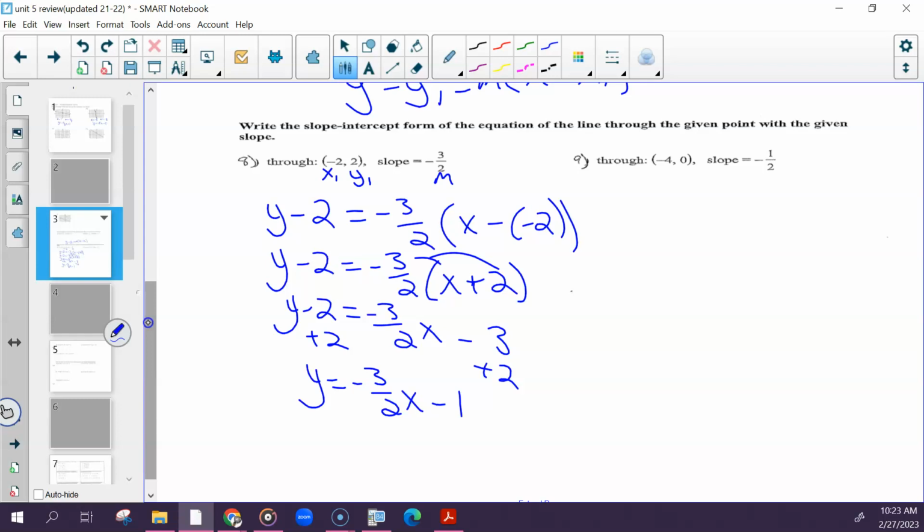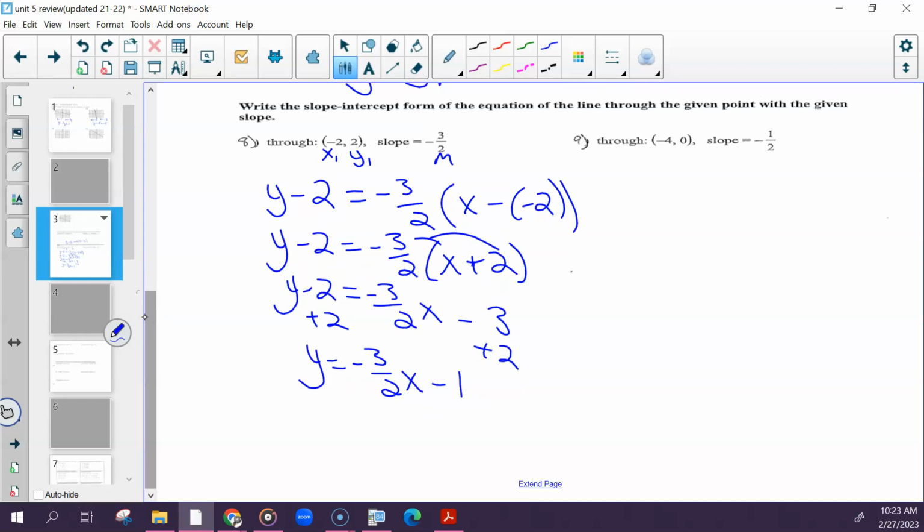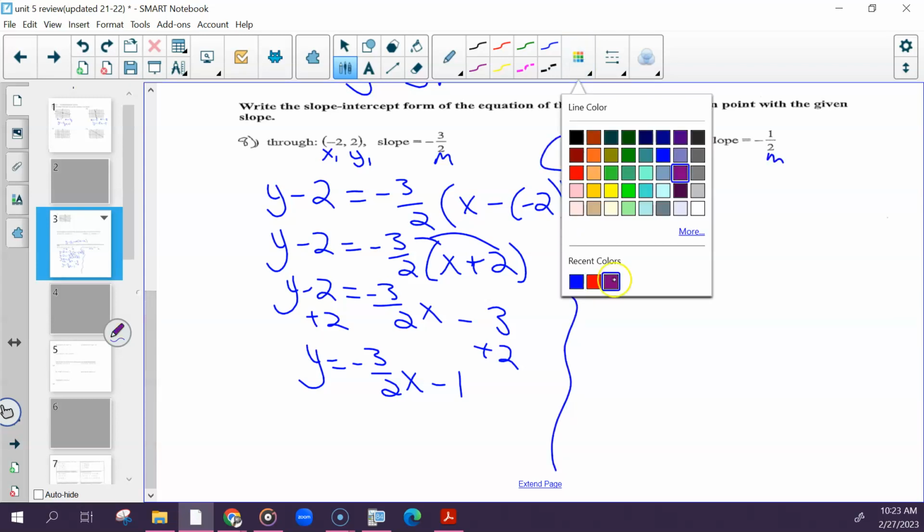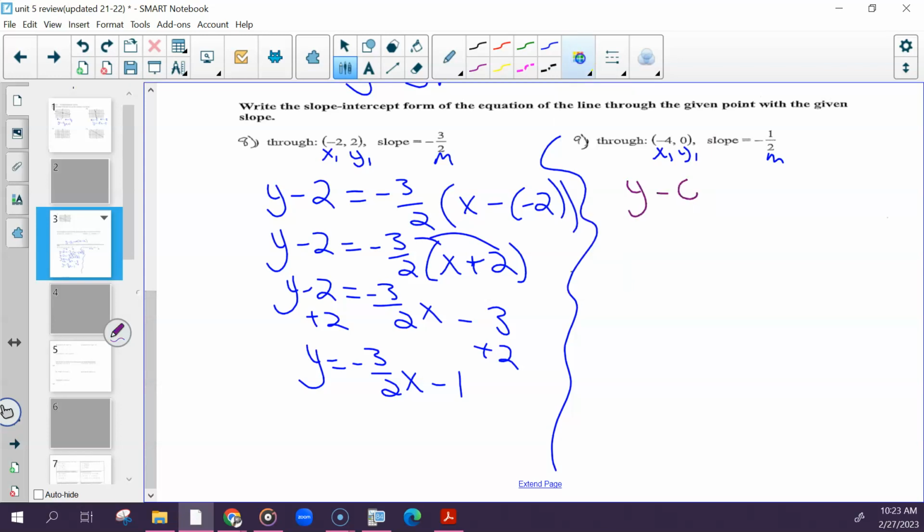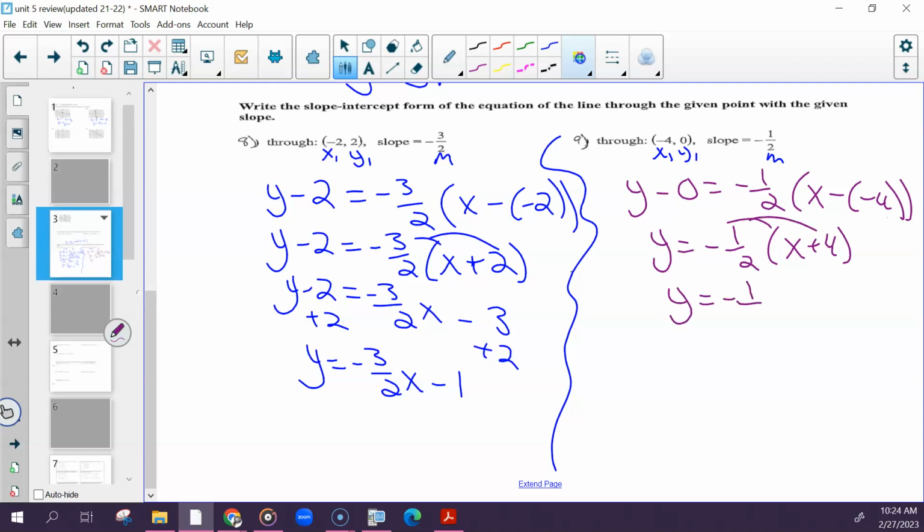Other questions on this page? Cameron? So 9, same process. So we have y minus 0 equals negative 1/2 times x minus a negative 4, or plus, either or. This is going to become just y. And then you have to distribute. So y equals negative 1/2 x minus 2 would be your final answer.